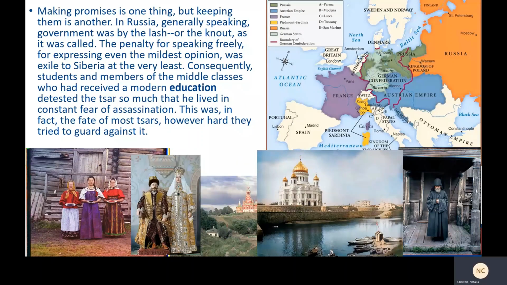In Russia, generally speaking, government was by the lash, or by the knout as it was called. The penalty for speaking freely, for expressing even the mildest opinion, was exile to Siberia at the very least. Consequently, students and members of the middle classes who had received a modern education detested the Tsar so much that he lived in constant fear of assassination. This was, in fact, the fate of most Tsars, however hard they tried to guard against it.